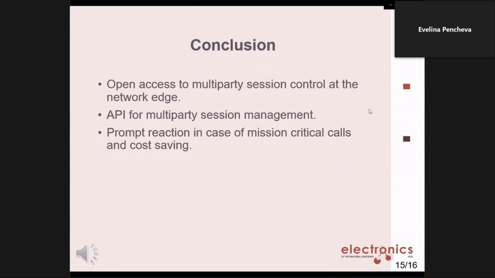The proposed API for multi-party call control enables dedicated third-party applications to react promptly on situations requiring management of multi-party sessions with specific quality of service and saves the backhaul network resources.